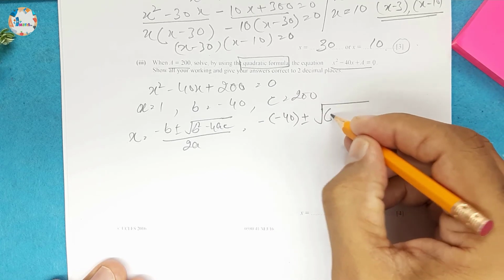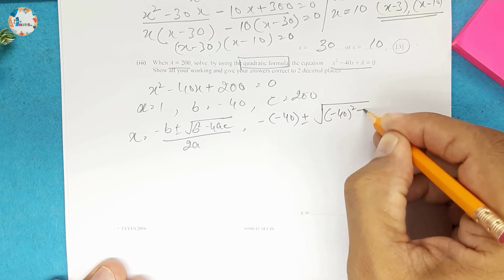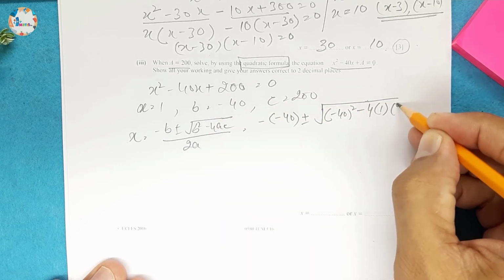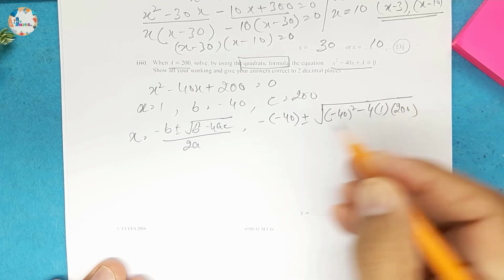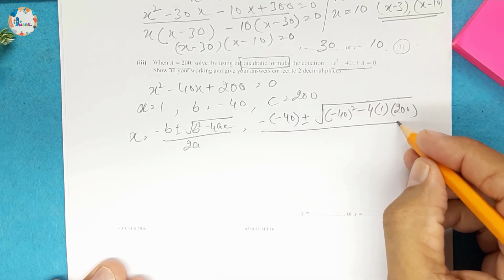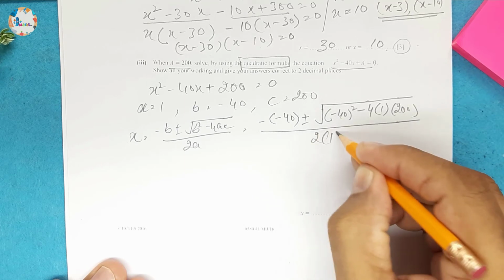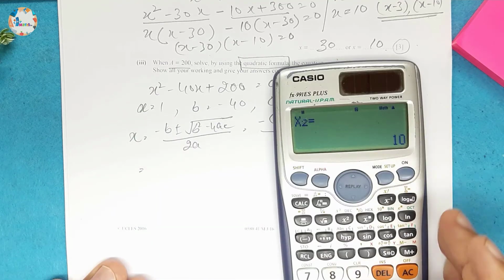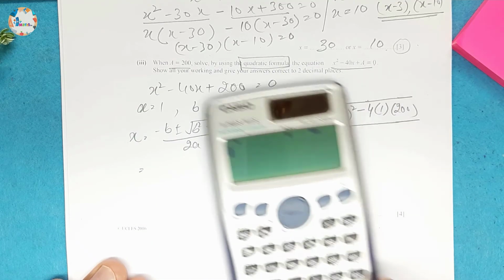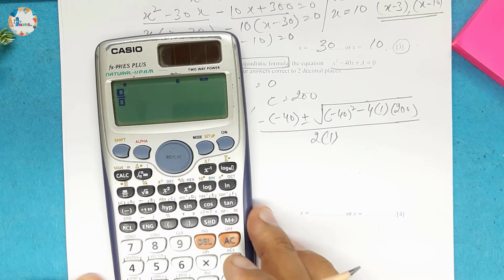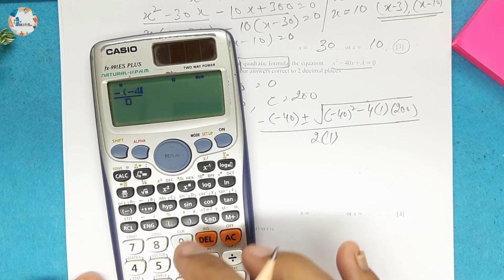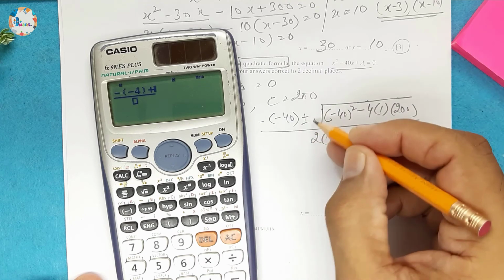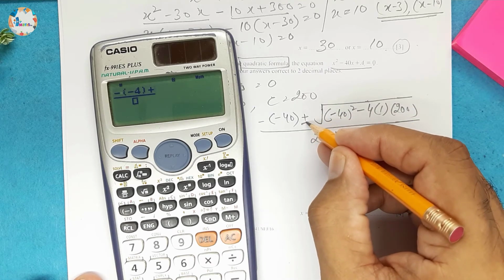So b square will be minus 40 square minus 4ac. a will be 1 and c will be 200. This is done. Then divided by 2a, 2 into a is 1. Now the rest of the calculation you can do with the calculator. So this will be minus, minus 40, over 2, and we will solve for the plus first, then we can change the sign and calculate for the negative one.